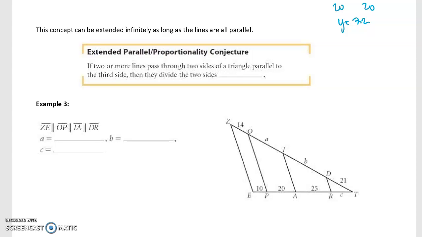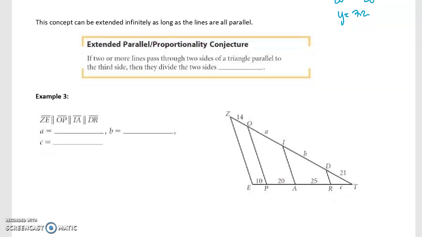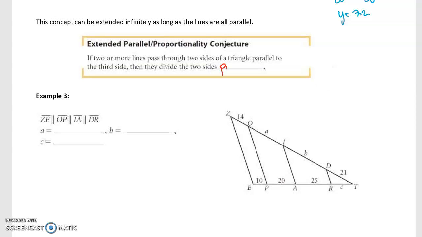To finish up section 11.7, we're going to look at the extended parallel proportionality conjecture. For all the examples we looked at so far, we've only looked at one set of parallel lines, but this can actually be extended infinitely as long as the lines are parallel. So if two or more lines pass through two sides of a triangle parallel to the third, then they divide the two sides proportionally.